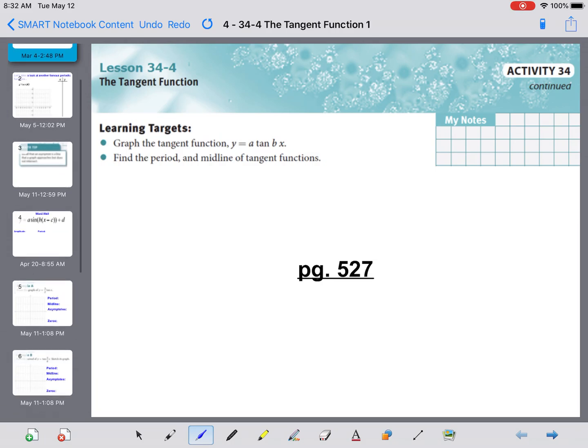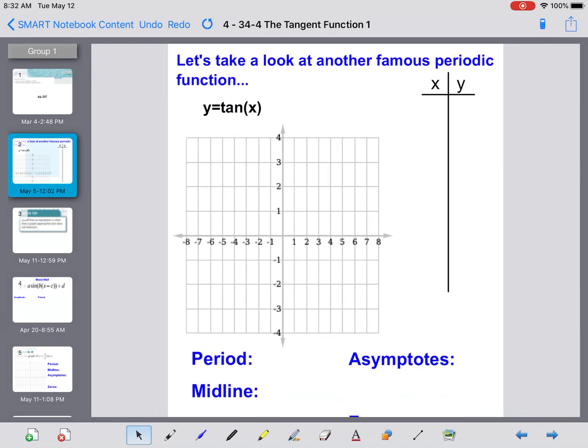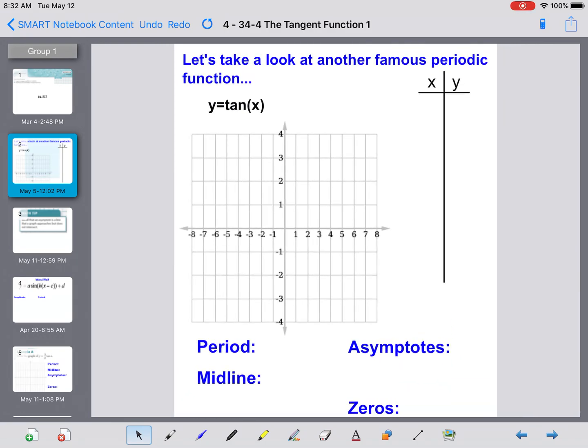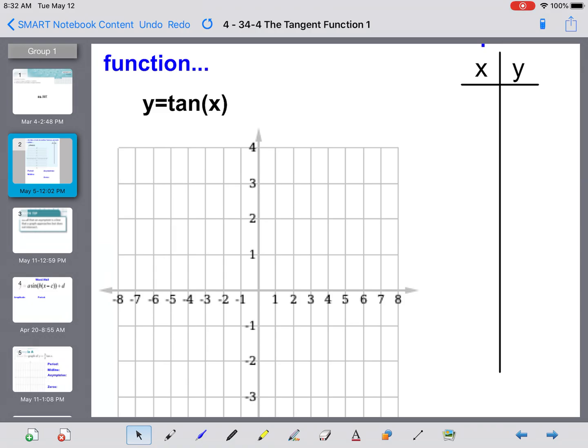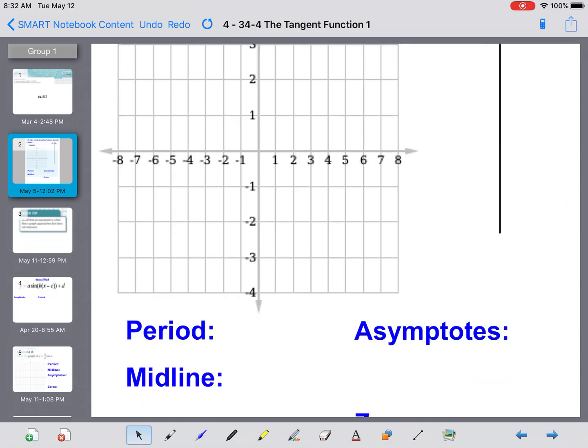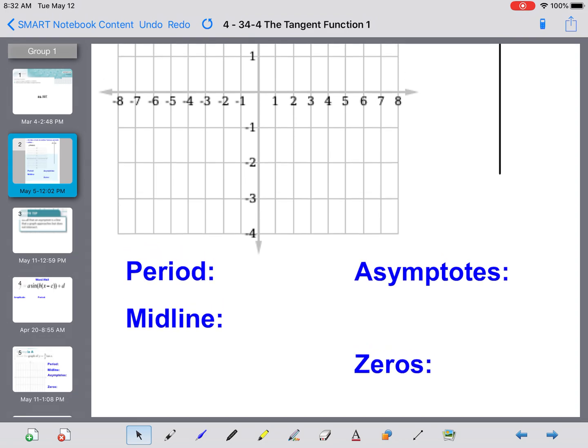Alright, so just like with the other two, the sine and the cosine, I want to start with a table. I think this is essential in helping you remember what the graph's going to look like. If you can remember the table and you can remember the values from the unit circle, it's really going to help you out. If you look down here, we're not going to be asked to find as many things for the tangent function, and we'll talk about why that is here in a second.